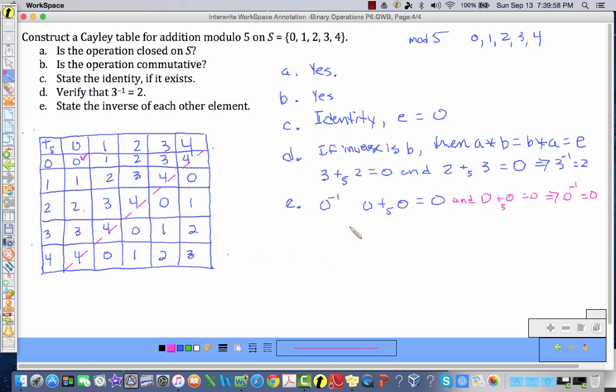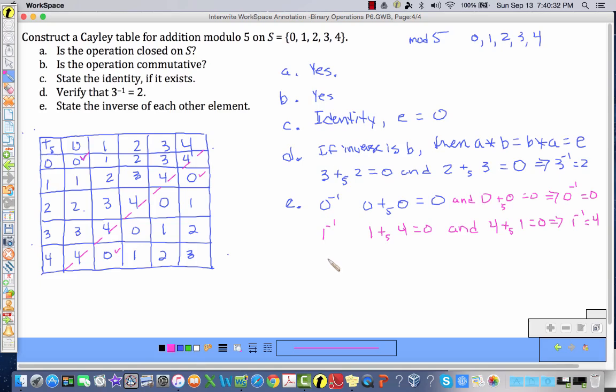What about 1? Okay. Well, where's my 0? Here it is. What did I do to get it? I added 4. So 1 plus, in modulus 5, 4 is equal to 0. And what about 4 plus 1? 4 plus 1, that's 0. Giddy up. So 4 plus mod 5, 1 is equal to 0. So that implies that the inverse of 1 is equal to 4.